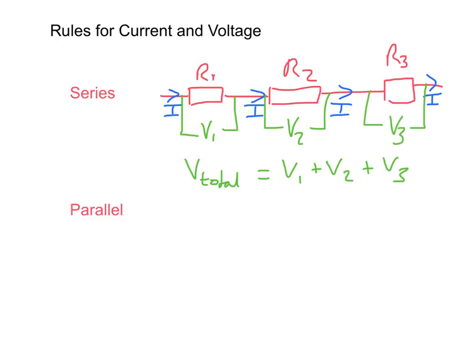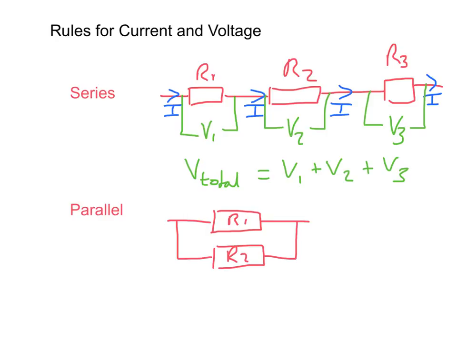In parallel, it's a little bit different, so let's draw a parallel circuit. Initially I'll just do it with two resistors, but I'll show that we can always add another one. So we've got R1 and R2. We have two resistors here in parallel.